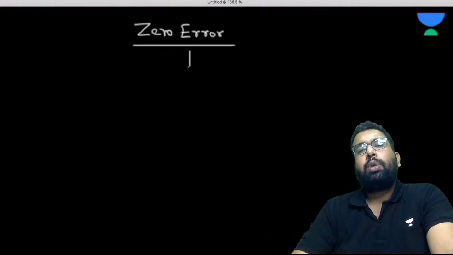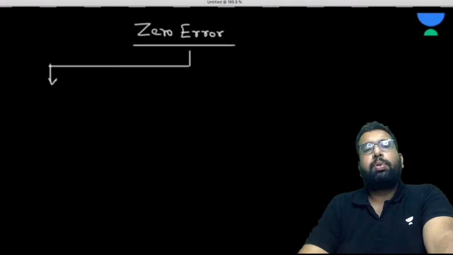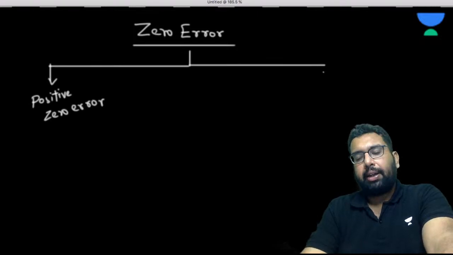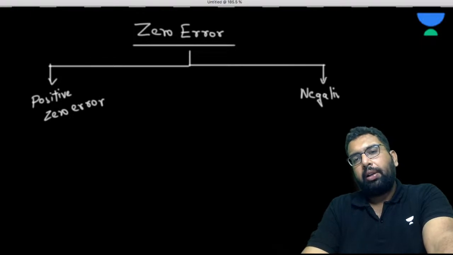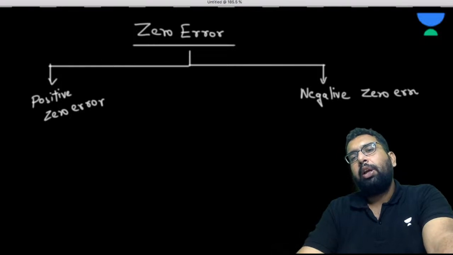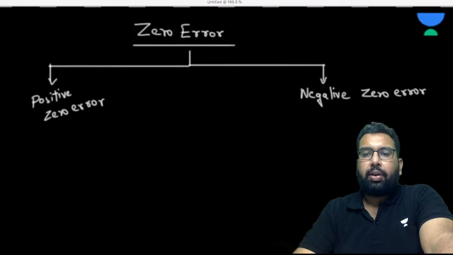So zero error, what is zero error? There are two types of zero error. One is positive zero error, and another is negative zero error. They both have the same process to solve. So zero error is classified into two: positive zero error and negative zero error. So see, when will the zero error come?